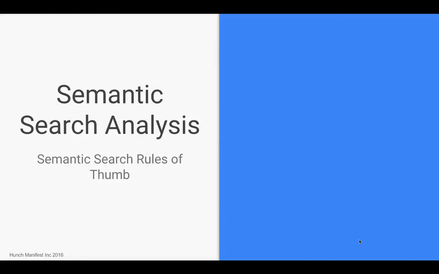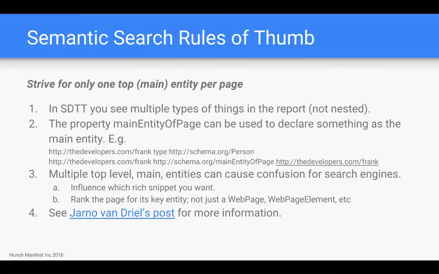Semantic search analysis. Some rules of thumb. Strive for only one top main entity on your page. So in the structured data testing tool, you can see multiple types of things in the report that are not nested. So when you're seeing the test results, sometimes they have article, website, organization, things like that, all with their own drop-down expansion box arrows. Each of those would be considered a top-level entity, and we want to strive for one.